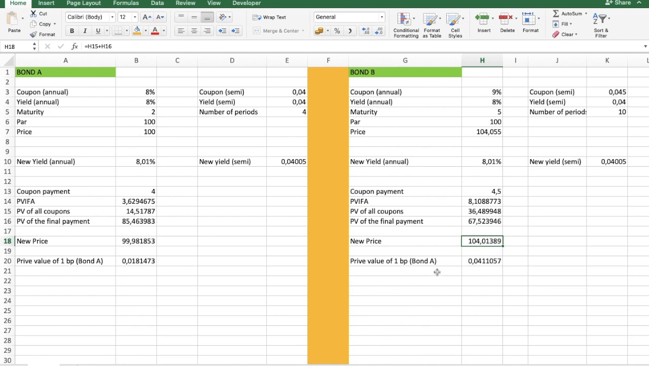And this is the price value of 1 basis point of bond B. So replace the A by B. It will be equal to the current price, the cell H7, minus the new price, the cell H18. See? So this is the price value of 1 basis point for bond B.